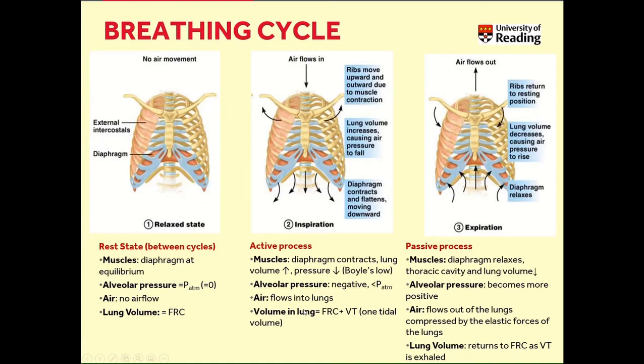What happens during expiration or exhalation, which is a passive process? The diaphragm will relax, and the thoracic cavity and lung volume will decrease. You will have an increase in the pressure within the alveolar space, so the pressure there becomes more positive and the air can flow out of the lung, compressed by the elastic forces of the lungs. What happens to the volume in the lung? The volume will return to the functional residual capacity as you exhale the tidal volume.